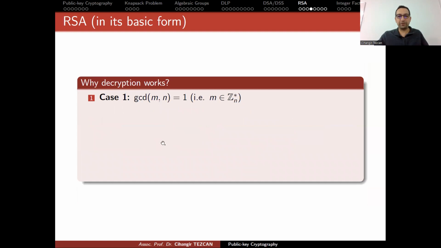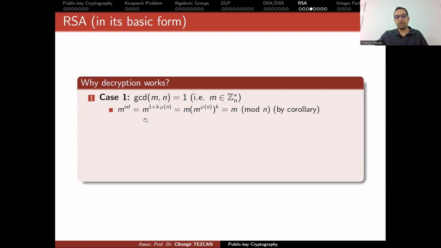So, why does the decryption work? Assume that we have to divide it into cases. The message the person wants to send to you, assume that it is relatively prime to n. By chance they may choose p or q, so it may not be relatively prime, but almost all the time they will be relatively prime like this. So m to the power ed actually means m to the power 1 plus k times phi n.